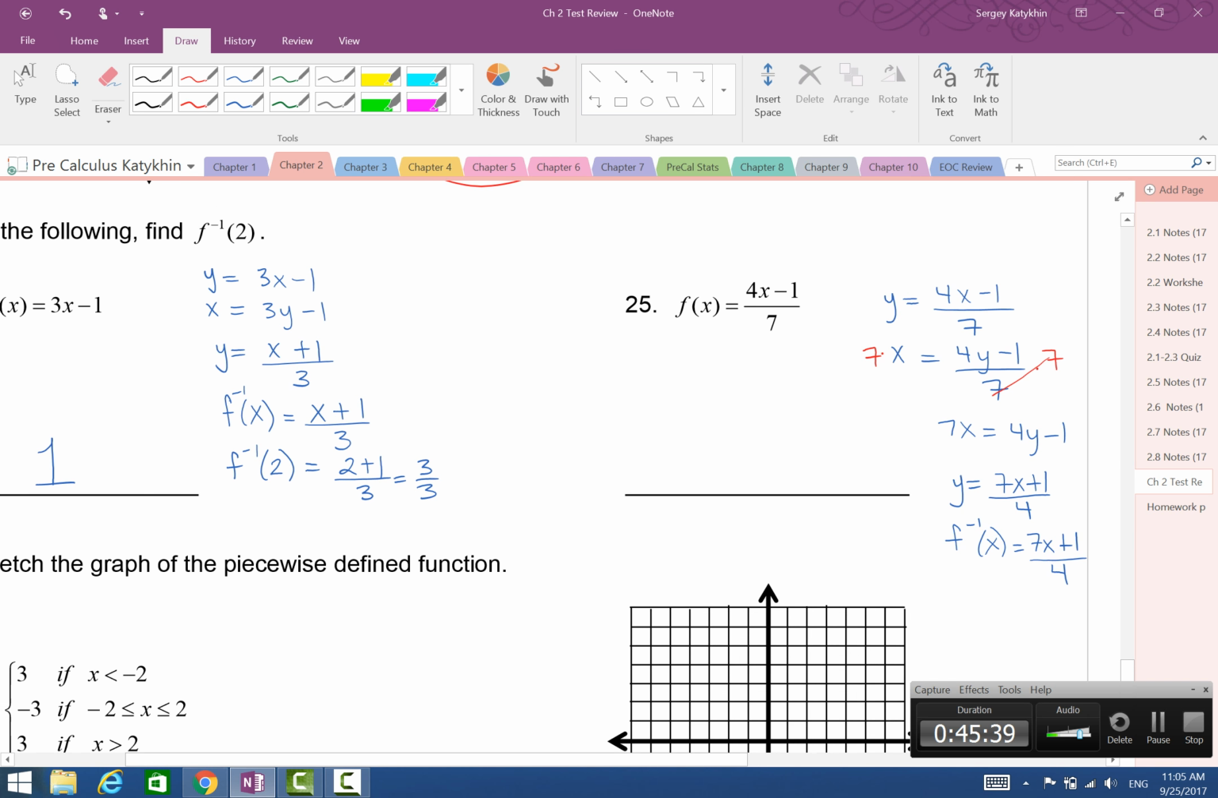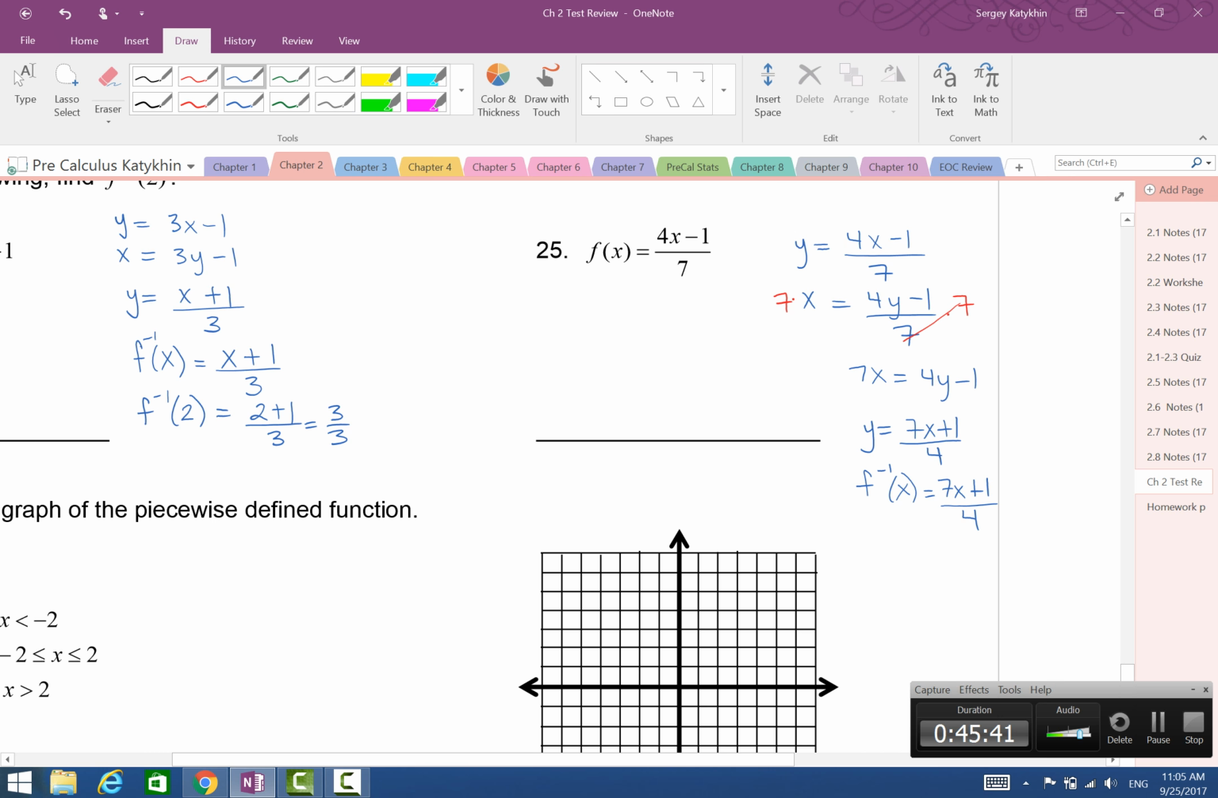So now I'm looking for the inverse function of 2. When I plug that in, I get 7 times 2 plus 1, divided by 4, which in turn gives me 14 plus 1 divided by 4, and that gives me 15 divided by 4. As I cannot simplify that, there is no number that goes into 15 and 4 at the same time, I can leave my answer as 15/4.